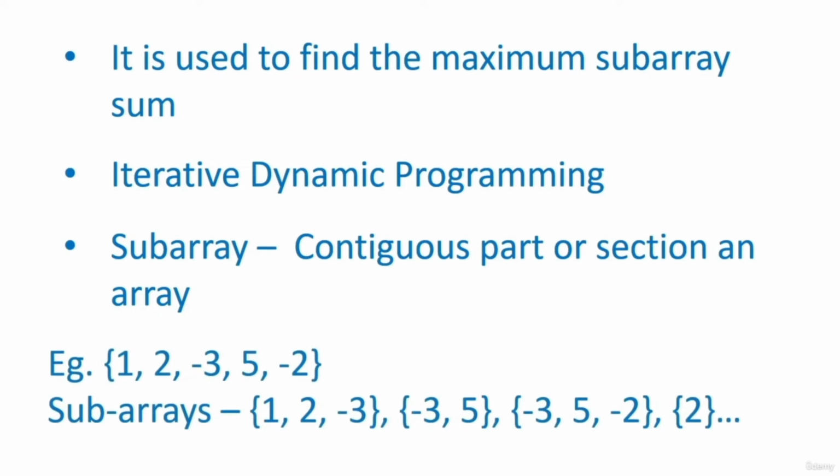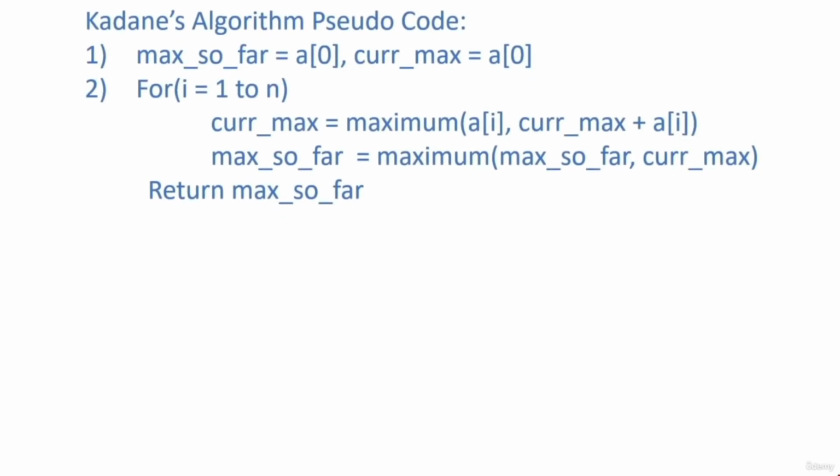So here we have an example in which we are given an array with 5 elements and some subarrays. We can observe here that each subarray's elements are continuous, which means the elements are one after another. We can have n multiplied by n plus 1 divided by 2 subarrays for a given array, and among those we have to find the subarray whose elements, when added together, evaluate to the maximum. So here is the pseudocode for Kadane's algorithm.